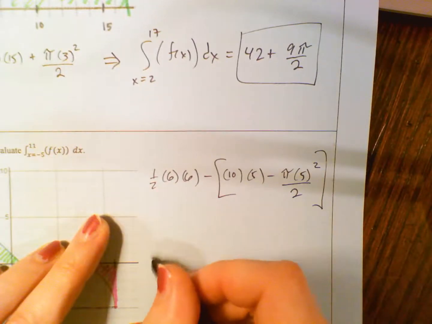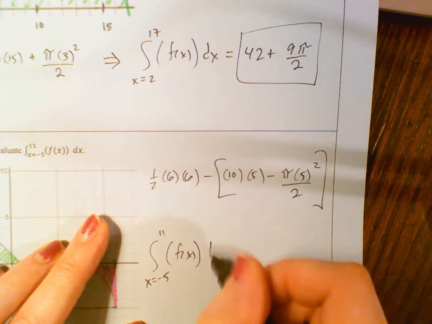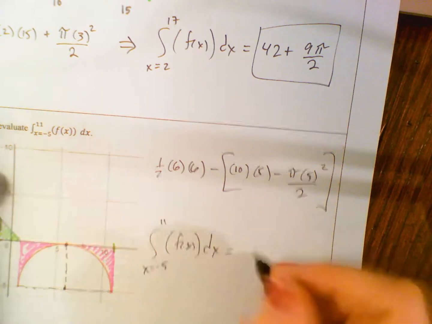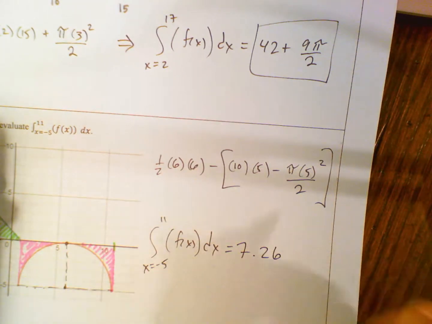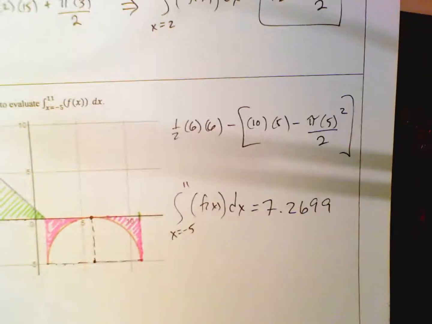So we've got the integral equals 1/2 times 6 times 6 minus 50 minus 25 pi over 2. It's 7.2699. All right, you want at least 3 decimal places when you're rounding on the AP test.